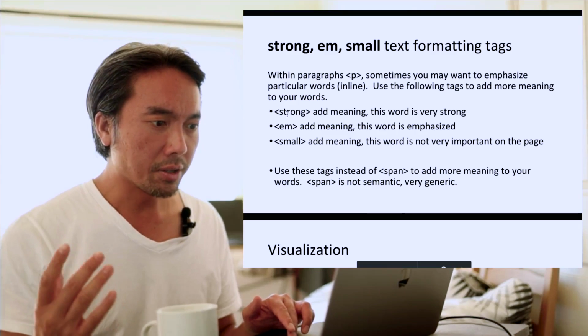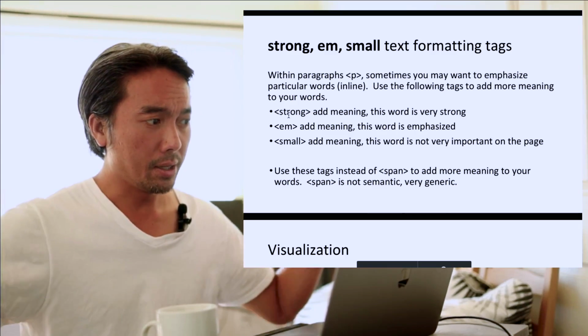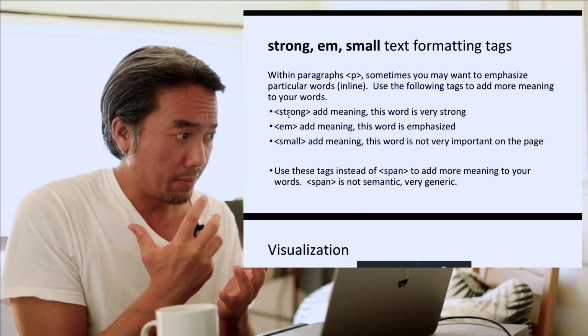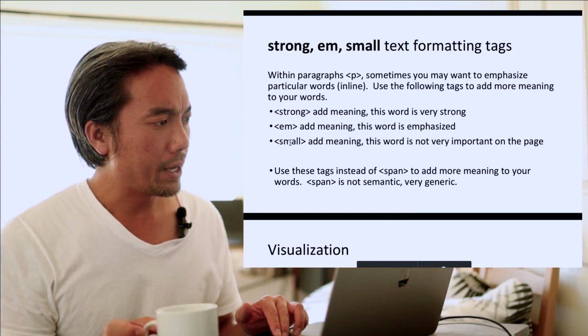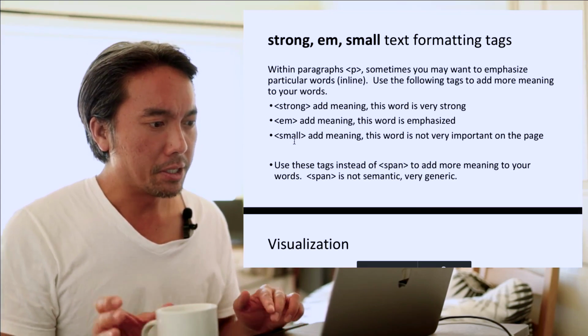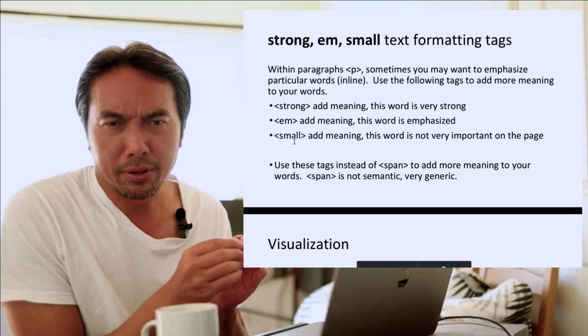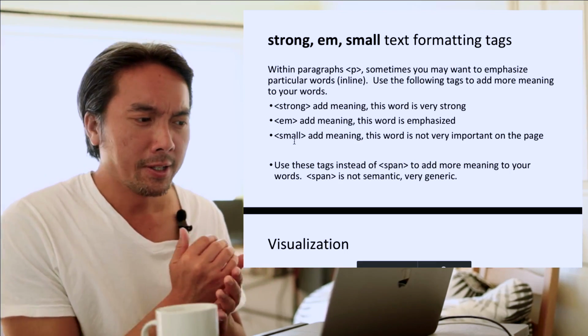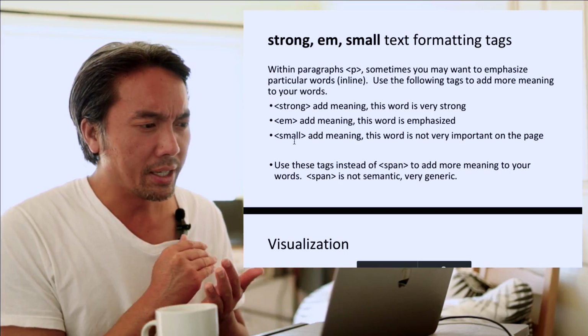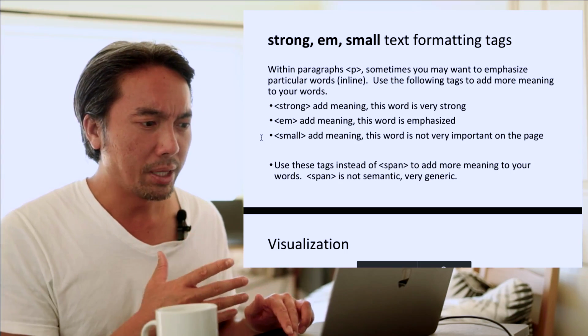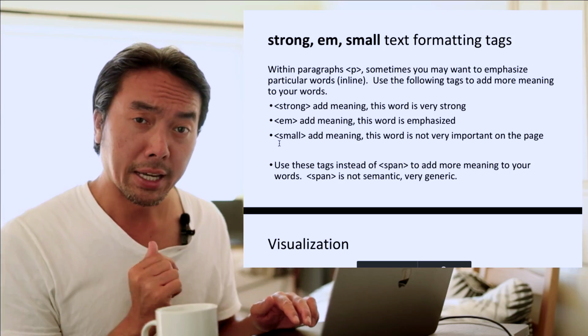Okay, strong is also very similar to EM. You want to say that this word is very strong in nature. Versus small, here I'm not a fan of the name of this tag, but it just means that this is a very weak word, or very little emphasis. So anything that has weak meaning or lesser meaning, you would maybe wrap in a small tag.